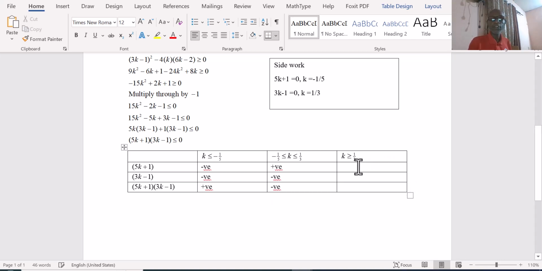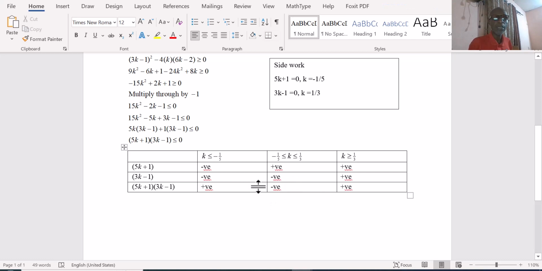Then a number that is greater than 1 over 3. So we can pick 1. Positive 1 is greater than that. So if I put 1, this one will be positive. 3 times 1 is 3, minus 1 will be 2. It's still positive. So positive and positive give us positive.